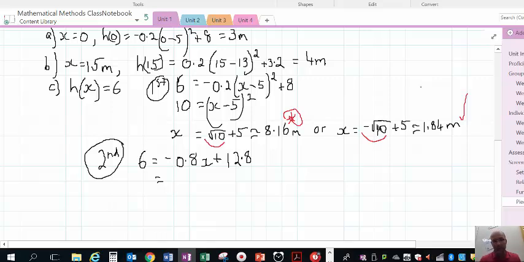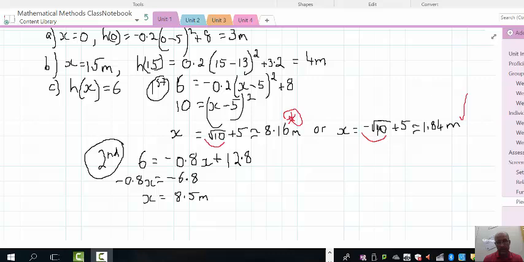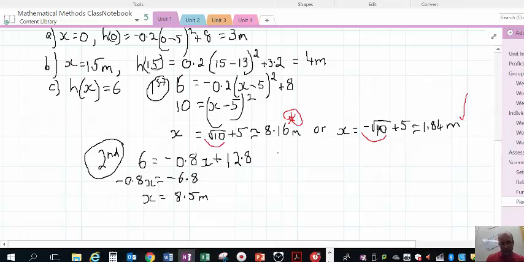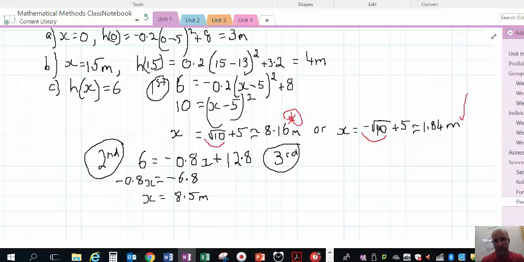So we write the relationship for the second one, and then we solve it by subtracting 12.8 and then dividing through by negative 0.8. So let's do that. Then we get 8.5 meters. So again, it's hit 6 meters after 8.5 meters. And let's try the third section now. I'm just going to put that in to the right.